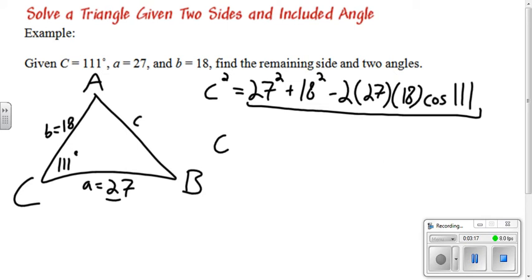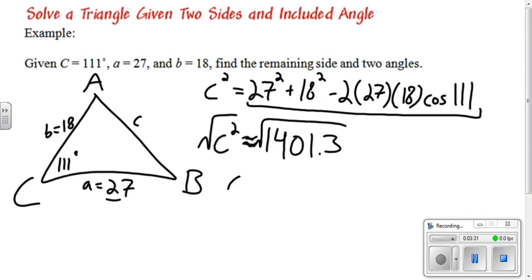Now if we punch all of this in our calculator, because we know everything, there are no unknowns on this side, we can simplify down to c squared is approximately 1,401.3. Then we just have to take the square root of both sides, and we're left with c is approximately 37.4. So right here we have our 37.4 is our little c. So we've already gotten one of our pieces down.